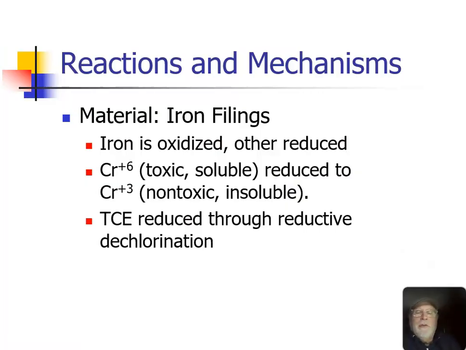So what's going to happen is you put iron filings with sand in that wall, and iron is oxidized, it rusts, and the other things are reduced. The other things are chromium, which in the +6 oxidation state is toxic and soluble in water. If we can get it to reduce by the iron oxidizing, get the chromium to reduce to +3 oxidation state, that's non-toxic, and it's insoluble. It forms insoluble precipitates. TCE, trichloroethylene, is reduced under those conditions through reductive dechlorination, which works actually a little better than in trying to oxidize it.